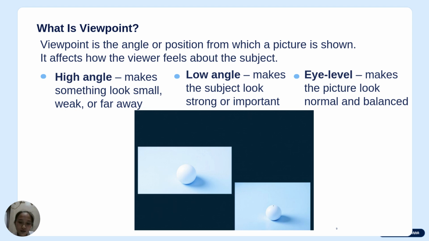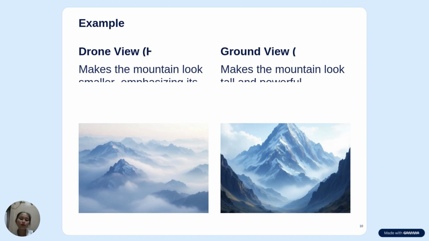So I have here two examples. The drone view, which is the high angle, and the ground view, which is the low angle. So unsa man pud ni sila, unsa may kalahian na lang duha. So, these two are both mountains. Good, di ba? Two pictures of a mountain that show the same object, but they communicate different feelings.